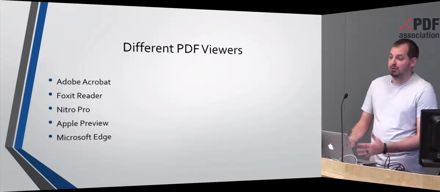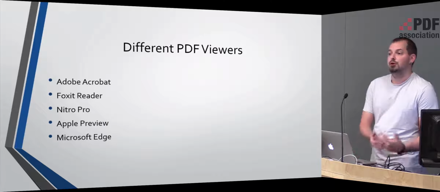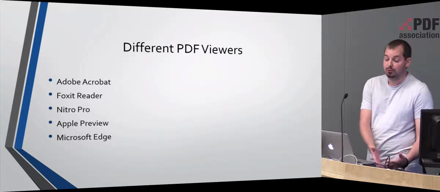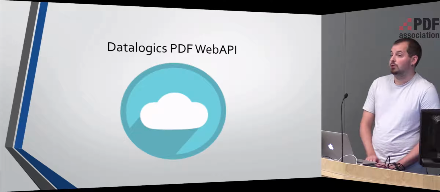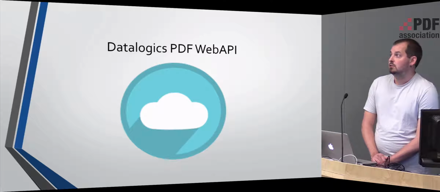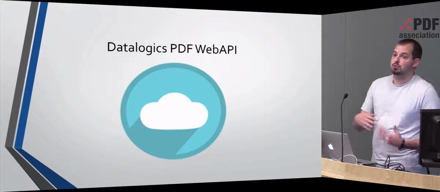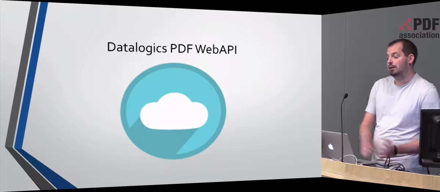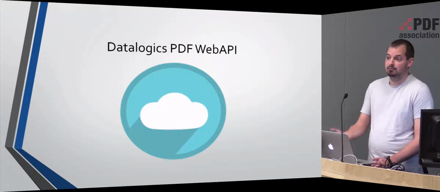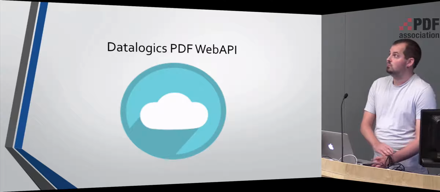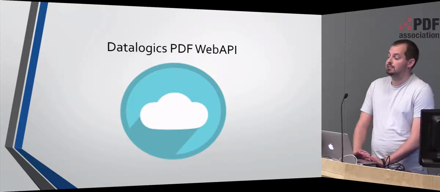So you've got to figure out how your users are going to work with your forms. Where are they going to use them? You need to meet them where they're going to be using things. So that's kind of where our PDF Web API comes in. Datalogics PDF Web API is a set of RESTful web services that allow you to work with PDFs from any language you want, and it just works across an HTTP connection. So it is callable from anything, anywhere, anytime, as long as it has an HTTP connection.